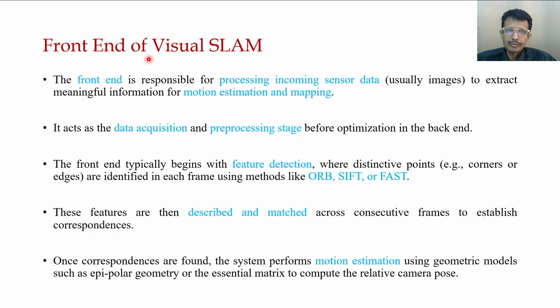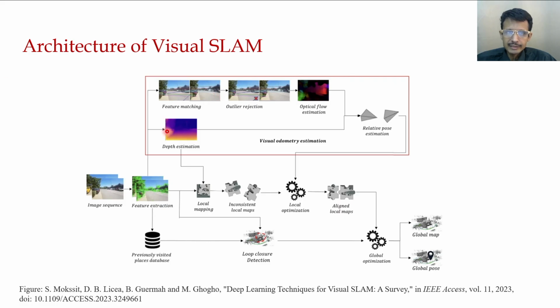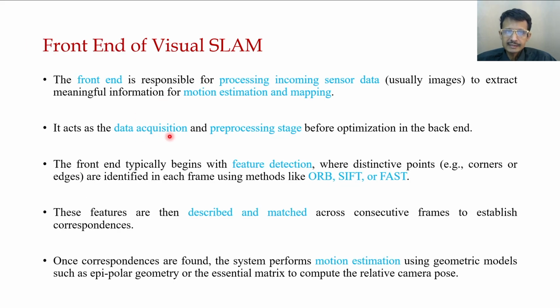Now first we understand what the front end of the Visual SLAM is. The front end is responsible for processing incoming sensor data, usually images, to extract meaningful information for motion estimation and mapping. That is what we have seen: from incoming data, we do this kind of processing on the images or videos. It acts as a data acquisition and pre-processing step before the back end optimization.